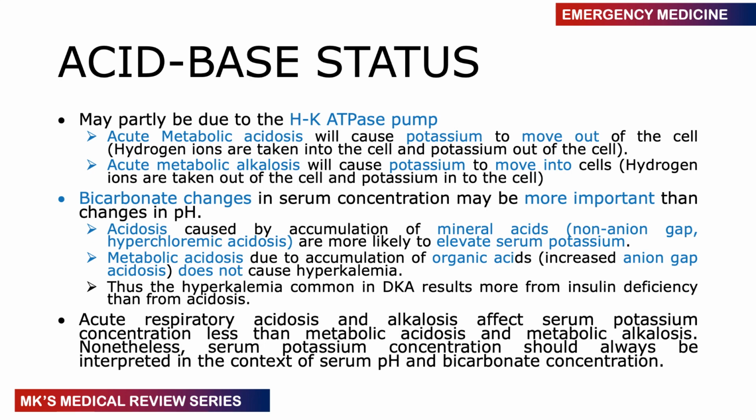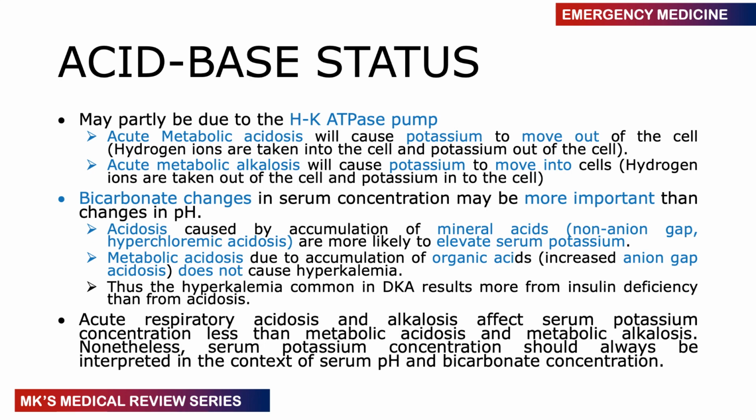Often when we see acidosis that is a result of mineral acids, that's a non-anion gap hyperchloremic acidosis. This is most commonly associated with elevations in serum potassium. If we see metabolic acidosis due to accumulation of organic acids, when there's an increase in the anion gap, this is often not really associated with hyperkalemia. This is a very high yield point to learn. So it means that patients who have DKA have hyperkalemia because of insulin deficiency, not generally because of the acidosis itself, since their metabolic acidosis is due to accumulation of these organic acids.